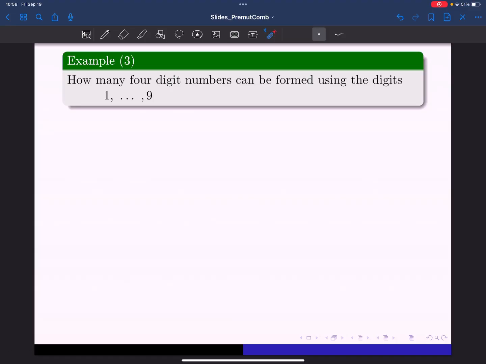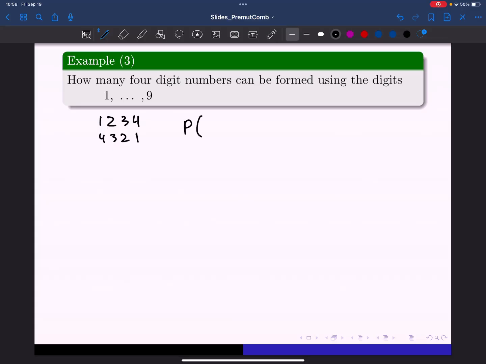Now, I said order is important. Here is an example: how many 4-digit numbers can be formed using those digits? In that case, order is important, because if I have 1, 2, 3, 4, that's one number, and if I have 4, 3, 2, 1, you see, the order in which I put those numbers is important, because that gives us different numbers. If this gives us different numbers, that means order matters, so we're choosing permutations.